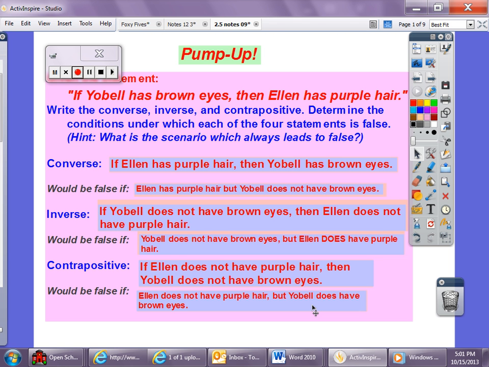So remember, the converse is when we switch the if and the then, the hypothesis and the conclusion. The inverse is when we negate both the hypothesis and conclusion. And the contrapositive is when we switch hypothesis and conclusion and then negate both of them.